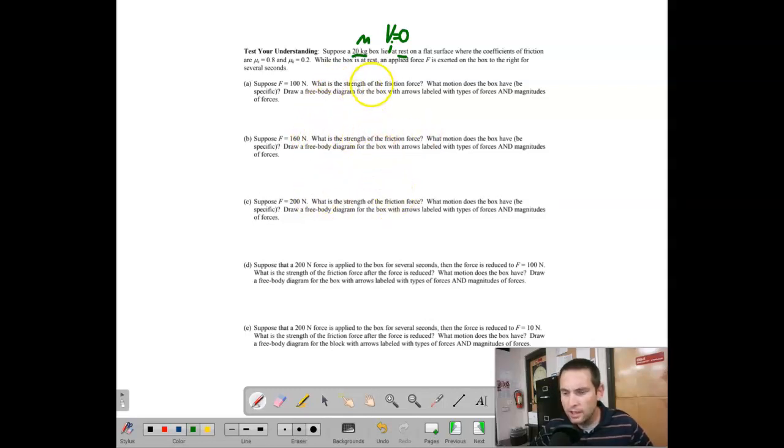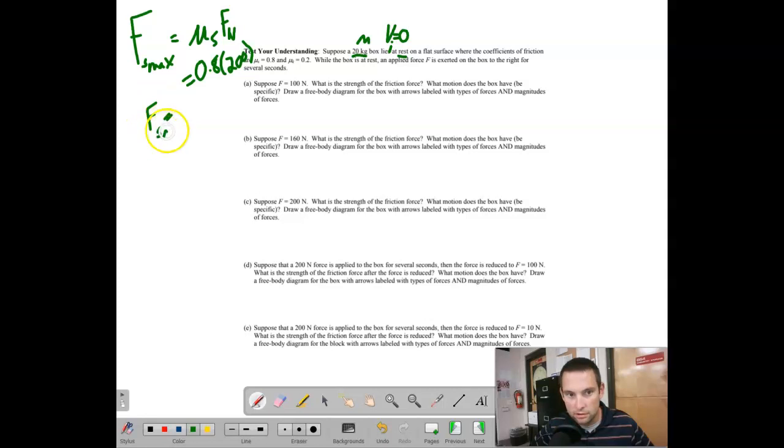We're going to need to find our frictional force. So let's go ahead and do that because we're given two coefficients of friction to begin with. Our static friction, the maximum static friction, remember, is going to be mu s times Fn. Mu s is 0.8, and then Fn is 20 times 10, 200. So our maximum static frictional force equals 160 newtons.